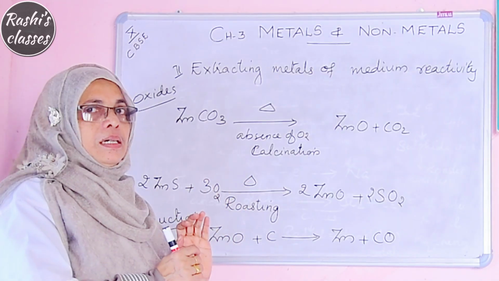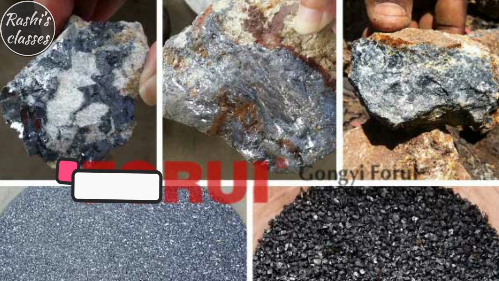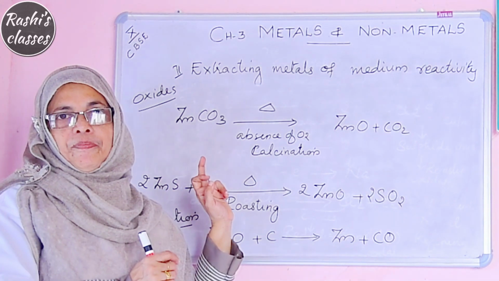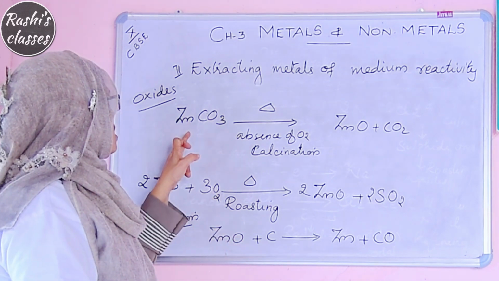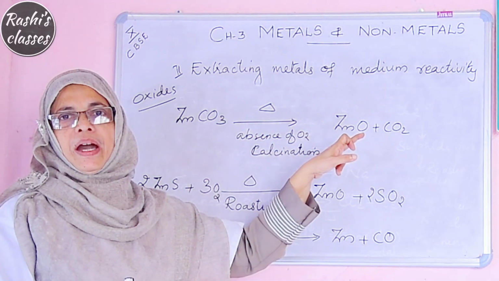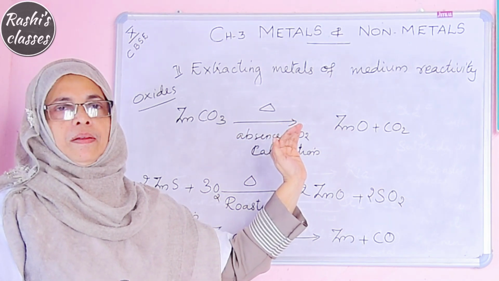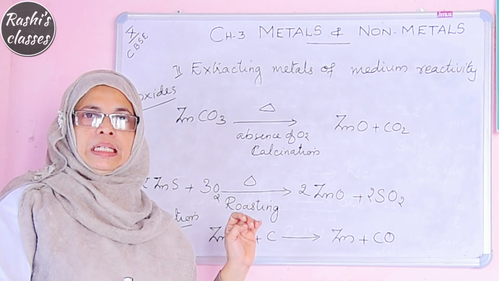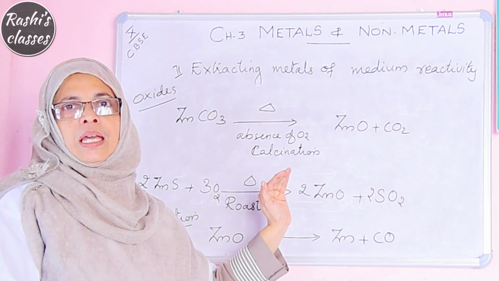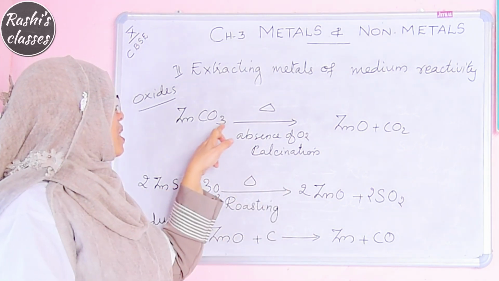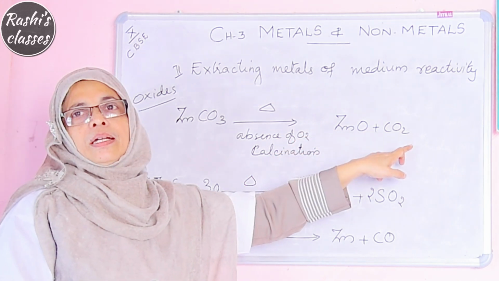This zinc is in the form of carbonates as well as sulfides. If we are taking zinc carbonate, first we have to change it into oxide. So zinc carbonate can be changed into oxide, if it is carbonate I told you, by calcination. What is calcination? Heating in the absence of air or heating in the absence of oxygen is calcination. So when zinc carbonate is heated in the absence of oxygen, zinc oxide and carbon dioxide are formed.